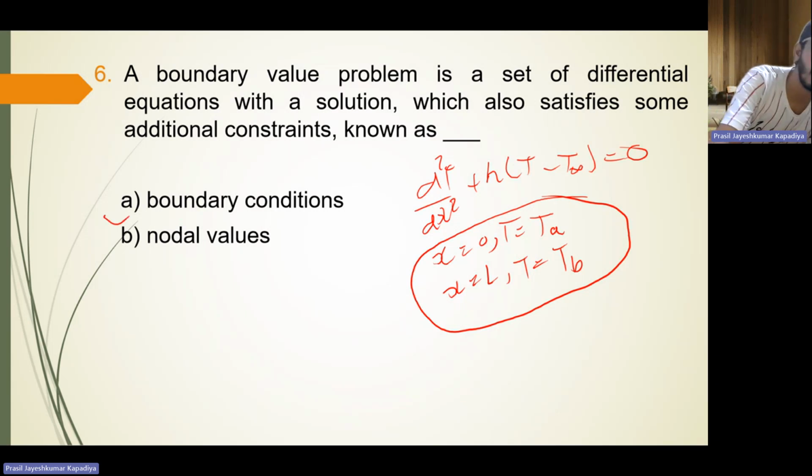So for a boundary value problem, what is that? It is a set of differential equations with a solution which also satisfies some additional constraints known as boundary conditions. So the correct answer will be option A, boundary conditions.